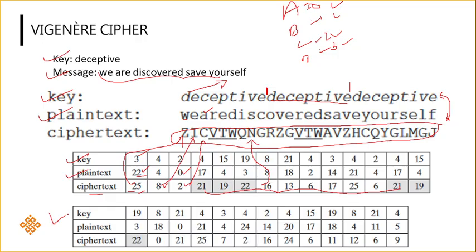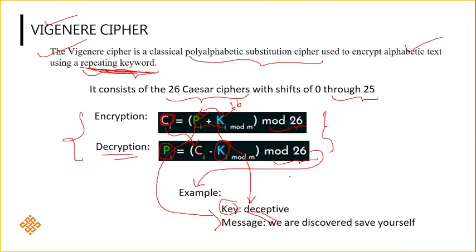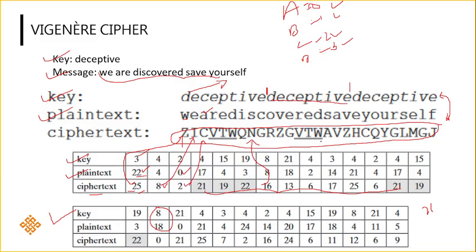So here one more example you can see, key and plain text. Here you got the ciphertext. Here you can see this one, 8 plus 18. You'll get 26. So as I told you, once you get the value 26 or more than that, you should do the mod operation with 26. So 26 mod 26, you will get 0. So now 26 is replaced by 0.